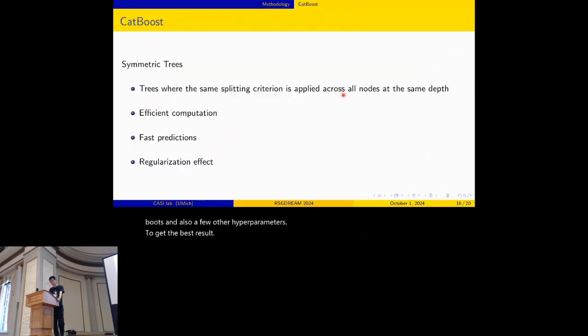Okay, so CatBoost may not be as familiar compared to XGBoost or something like random forest. The thing here is that CatBoost is using symmetric trees. So basically trees where the same splitting criterion is applied across all nodes at the same depth, and it provides efficient computation and also fast prediction. Also, since the model is simpler and the tree is more regular, it has a kind of regularization effect to prevent overfitting.